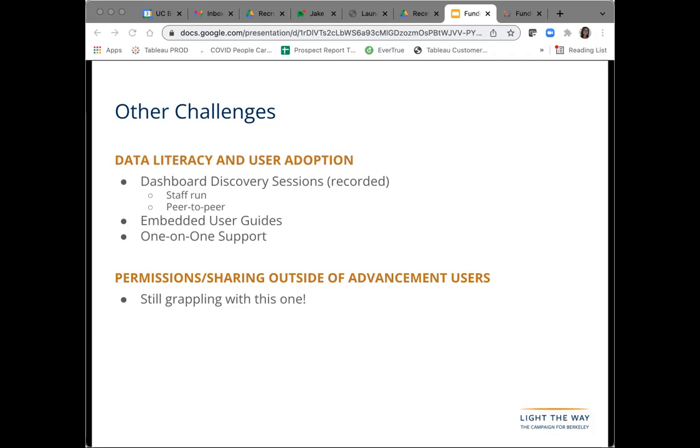But I wanted to also talk about the other challenge, which is, you produce something like this, and hopefully many of your users will be excited to use it, and many of them are. But how do you help them understand what they're looking at? How do you help them use it? So we have established what we call dashboard discovery sessions. And Zoom's been awesome for this, by the way, because, like this session, we can record it, and those who can't make it can view it later. But we've done staff-run versions of these when we roll out new dashboards, and we sometimes revisit some of them once in a while.